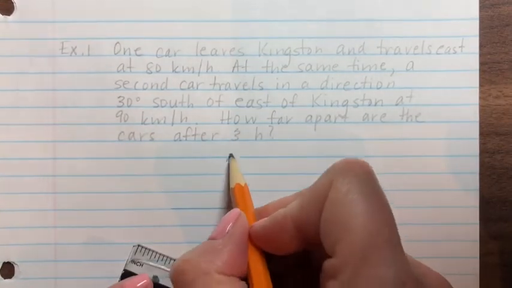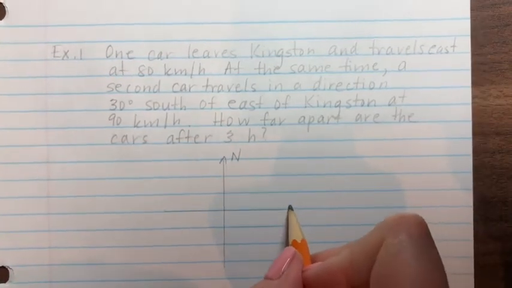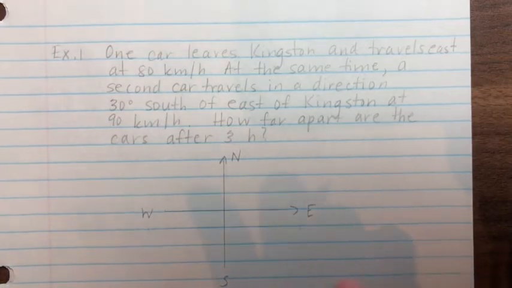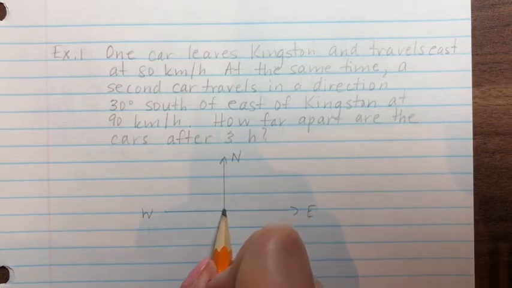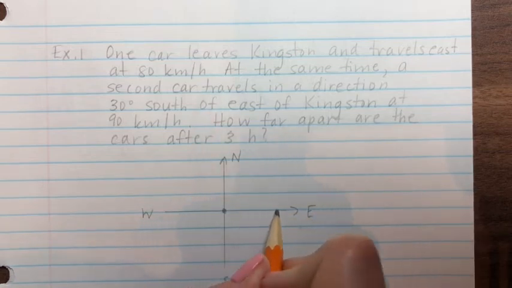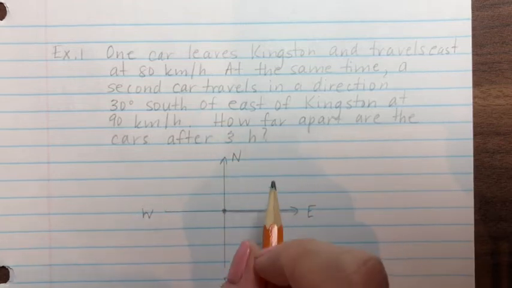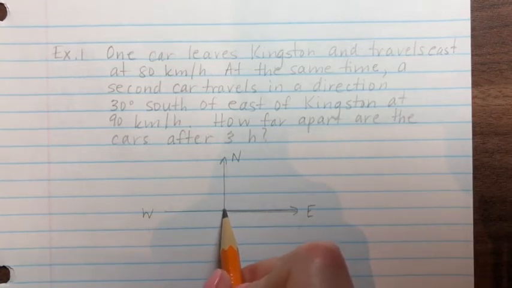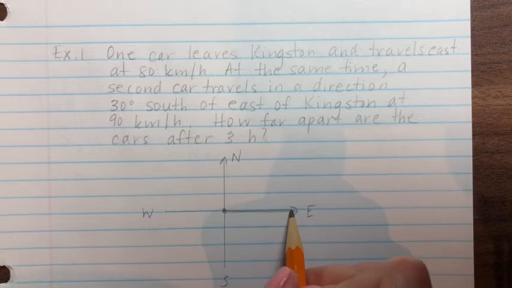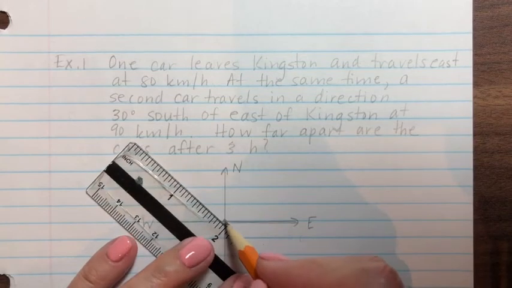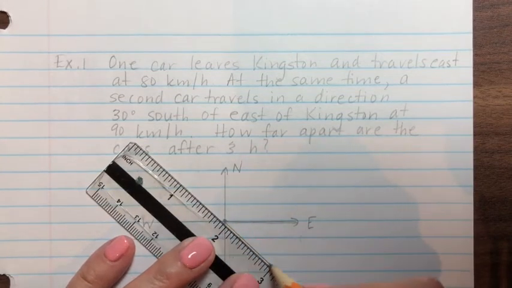North is going to be up here, and then east is going to be to the right, and then south down, and then west to the left. So one car, if Kingston is right here, is leaving Kingston and is traveling east. So it's going in this direction, and it's traveling 80 kilometers per hour. The other car is leaving Kingston, but it's traveling in a direction 30 degrees that is south of the east direction. So if this is the east direction, you're going to rotate 30 degrees towards the south.